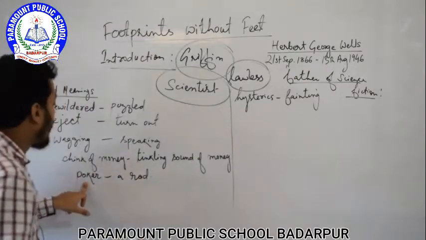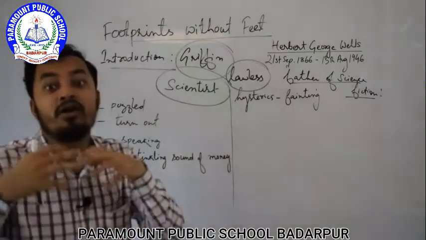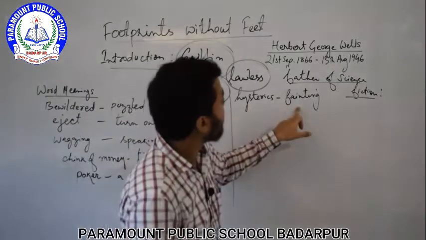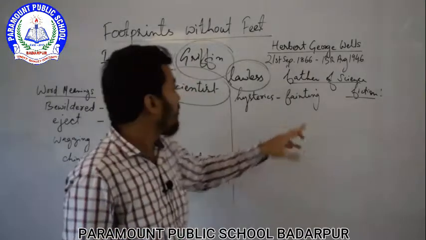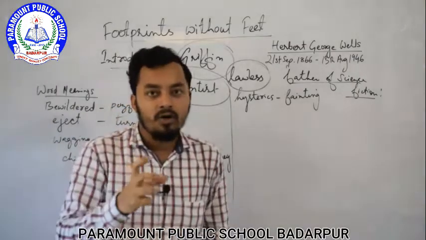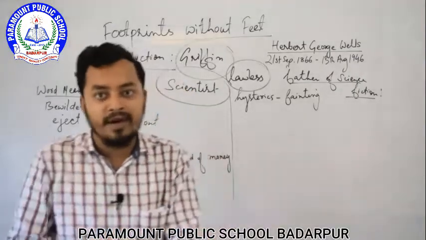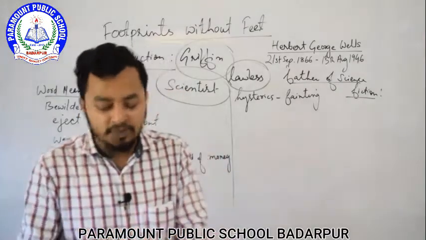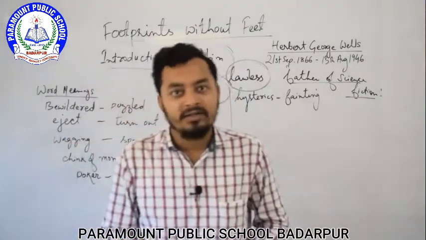The next word is poker. Poker means a metal rod. The next word is hysterics, which means what? Fainting. Alright. So these are some new words or difficult words which you will come across while going through the story. Now we will start the story.